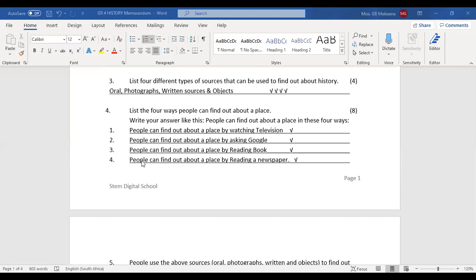Let's hear from other people. Anasia, I hope I'm spelling the name correctly. People can find out about a place in these 4 ways: on the internet, by reading books, asking people from old, and by drawings. Internet, reading books, asking people, and drawings. Nice. My name is Anesu. Anesu. Okay, cool, I got it. Yes. Nice, nice. Menenhle.